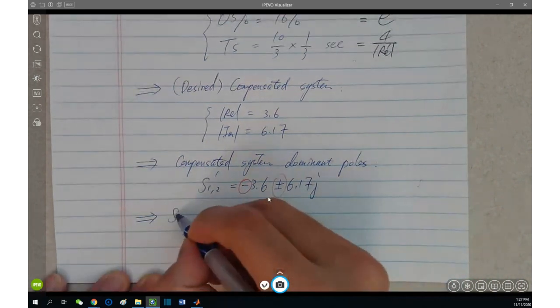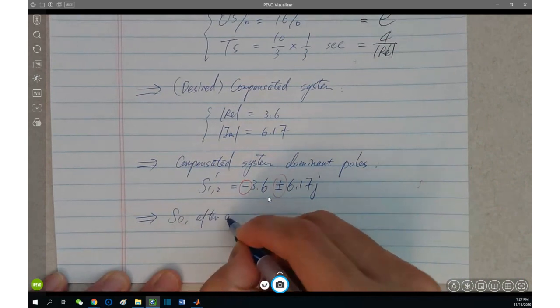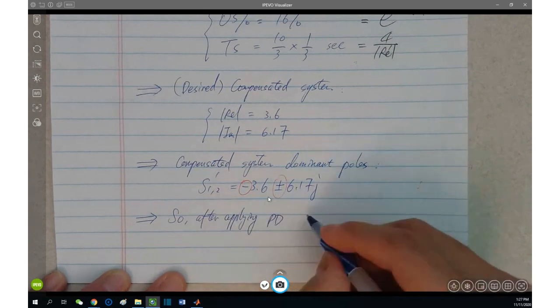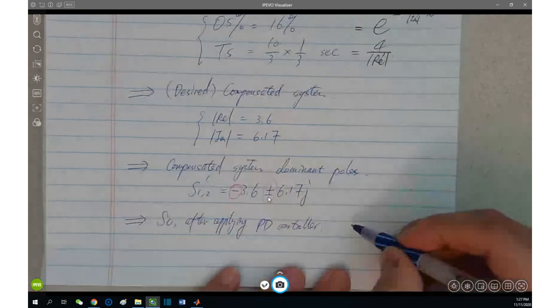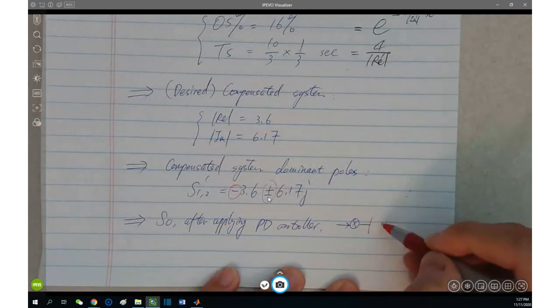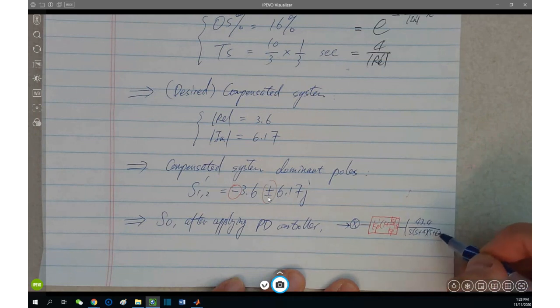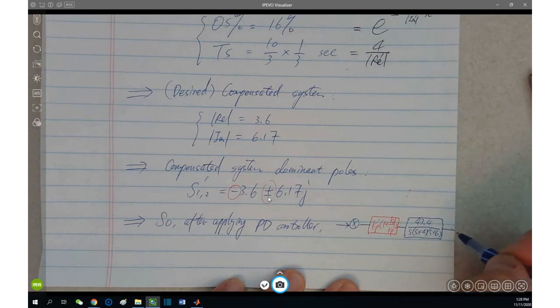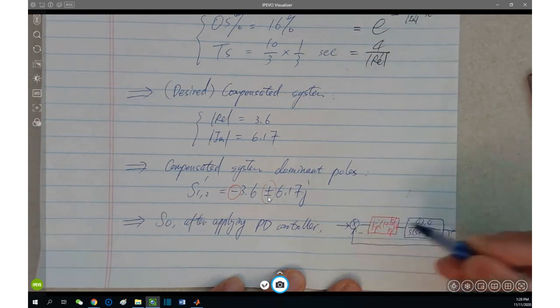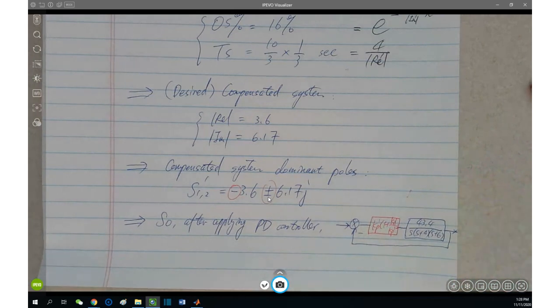So after applying the PD controller, the system becomes this, right? So that's PD. Here we have Kp' times (1 plus Kd over Kp' times s), and then cascade with the original system. This is the resultant system block diagram. Yeah, we can visualize it. So after applying the PD controller, the system becomes this.